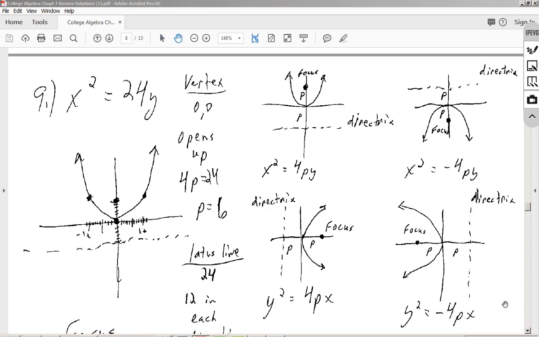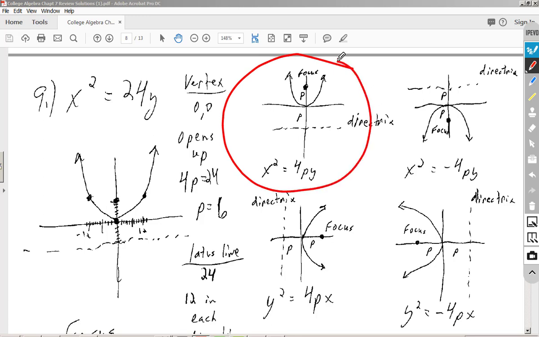Okay, on problem number 9, we've got this parabola that says x squared equals 24y. It says find the focus and directrix of the parabola with the given equation, and I also added graph. So first off, I wrote down all of the different forms that we learned about our parabolas.